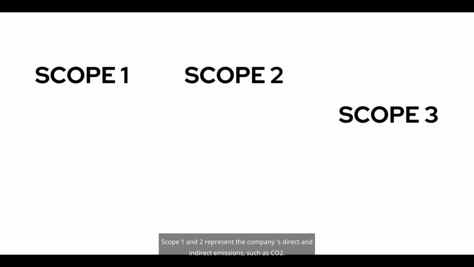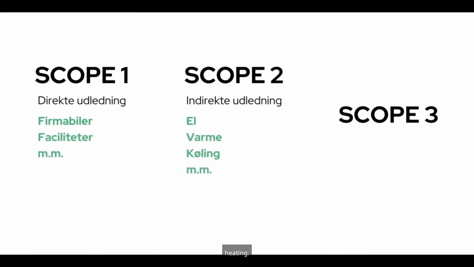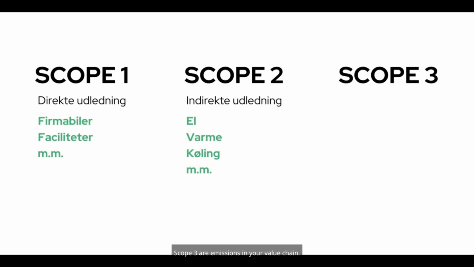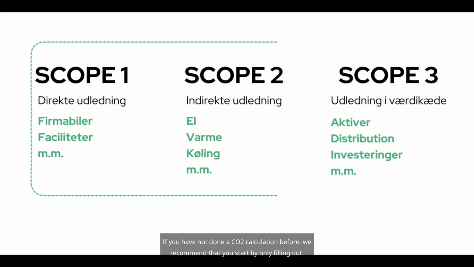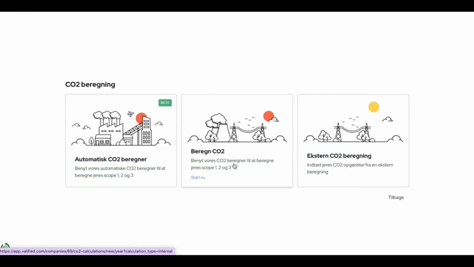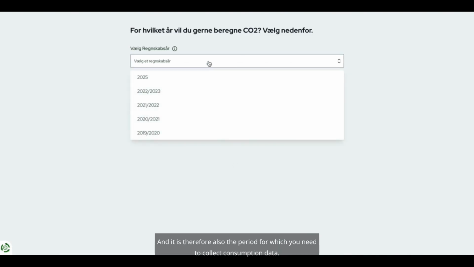values. Scope 1 and 2 represent the company's direct and indirect emissions, such as CO2. That is, what you emit yourself or purchase, for example, fuel for your own vehicles, electricity, and heating. Scope 3 are emissions in your value chain. If you have not done a CO2 calculation before, we recommend that you start by only filling out Scope 1 and 2. First, you need to select the accounting period for which you want to calculate your company's CO2. And it is therefore also the period for which you need to collect consumption data.